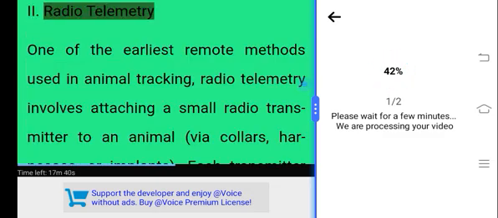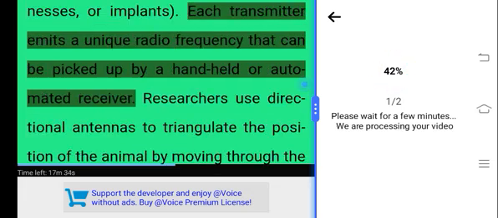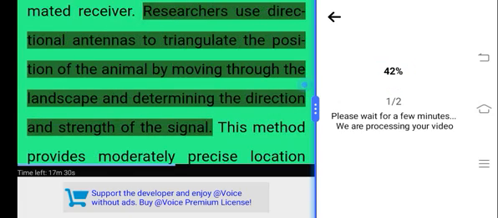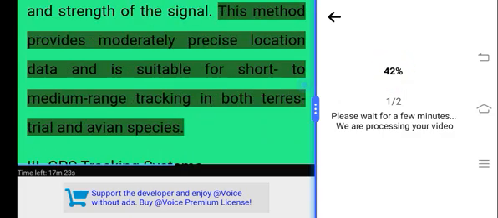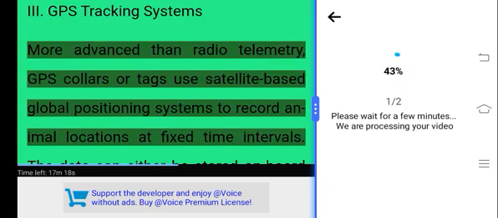2. Radio telemetry. One of the earliest remote methods used in animal tracking, radio telemetry involves attaching a small radio transmitter to an animal via collars, harnesses, or implants. Each transmitter emits a unique radio frequency that can be picked up by a handheld or automated receiver. Researchers use directional antennas to triangulate the position of the animal by moving through the landscape and determining the direction and strength of the signal. This method provides moderately precise location data and is suitable for short to medium range tracking in both terrestrial and avian species.